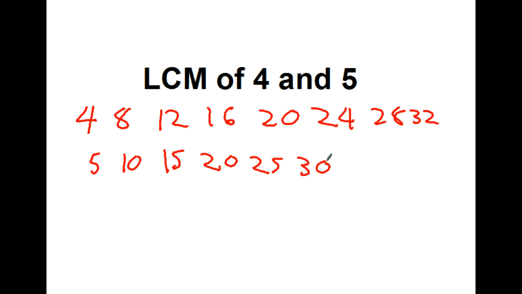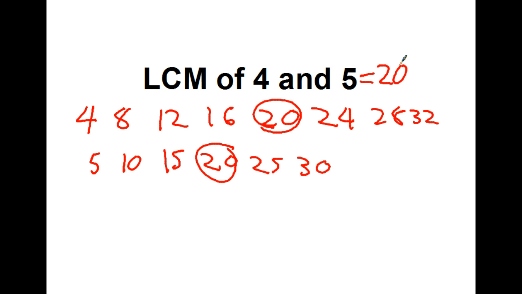One thing I know about 5's is when I do multiples of 5's, the number's always ending with a 5 or a 0. So all I have to do is look through the 4's, and I'm looking for a number that ends with a 5 or a 0. There's the smallest one, 20. So the least common multiple of 4 and 5 is 20.